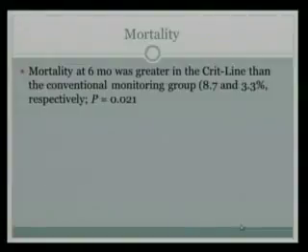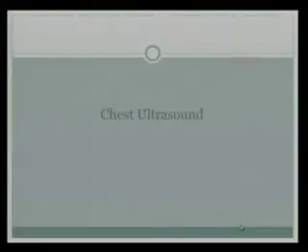The other thing I made mention of is that there was not a very standardized protocol. It was left up to whoever was performing the dialysis treatment as to how much they wanted to increase the ultrafiltration. So they may have been overzealous in their goals for ultrafiltration. But regardless, this is the study that we have that showed there were some issues with crit line. It is still used in certain dialysis units around the country.